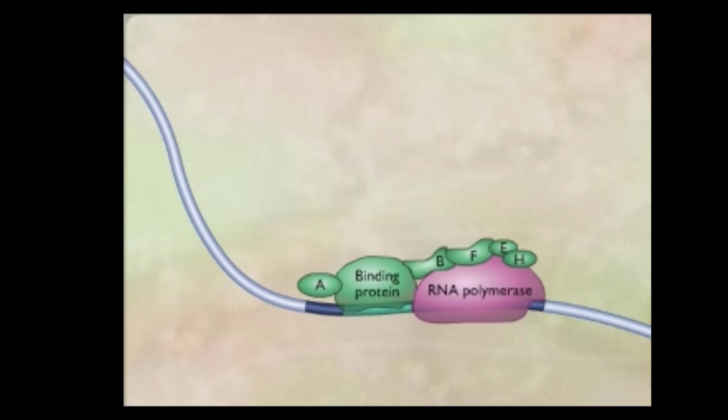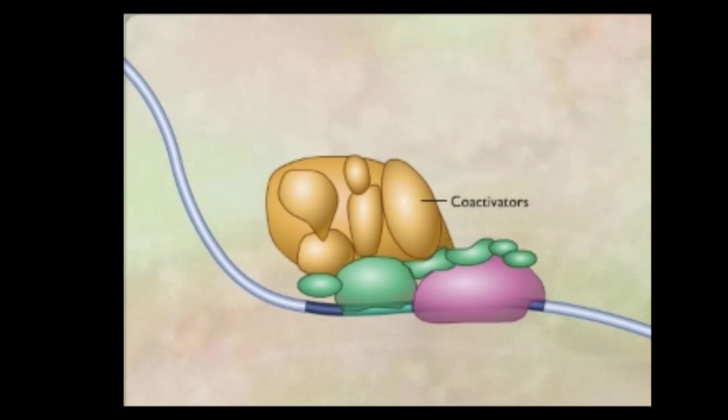Basal factors are essential for transcription, but cannot by themselves increase or decrease its rate. A second set of transcription factors called coactivators link the basal factors with a third set of transcription factor proteins called activators. The activator proteins are not shown.